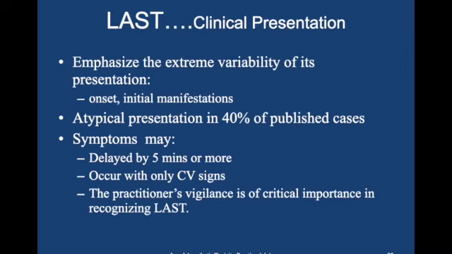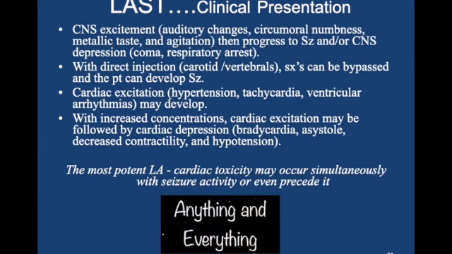All right, so how do we diagnose toxicity? Well, it's very variable. In fact, atypical presentation is in 4 out of every 10 published cases. Symptoms may be delayed. They may be only cardiovascular. They may be only central nervous system. They may be both. Vigilance is of critical importance. Now, CNS-wise, you may see excitement, agitation, confusion. You may see metallic taste in the mouth, perioral numbness, or ringing in the ears. You may see coma, respiratory arrest, or depression.